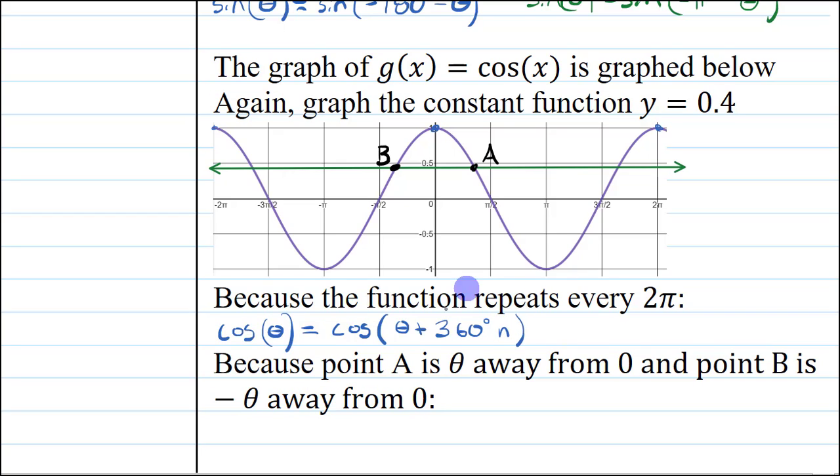Can someone help me convert this one into degrees? You want to try it, Daisy? You want to try converting this one into radians? Change that 360 over to something else? So it would be cosine theta equals cosine theta plus 2 pi n, yep. Very nice.